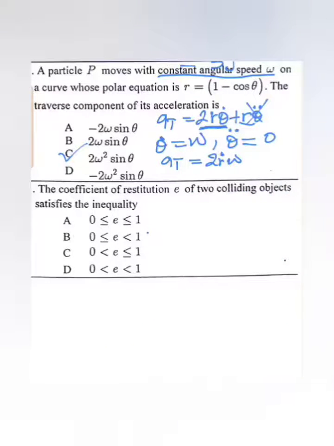In the next question, we have: the coefficient of restitution E of two colliding objects satisfies the inequality, and we have these options. Actually, it is option A. E always lies between 0 and 1, boundaries included. When E is 0, we have the case of perfectly inelastic collisions, and it refers to the case where the two bodies stick together after collision.